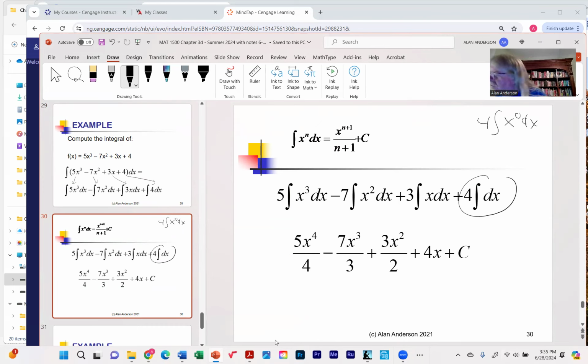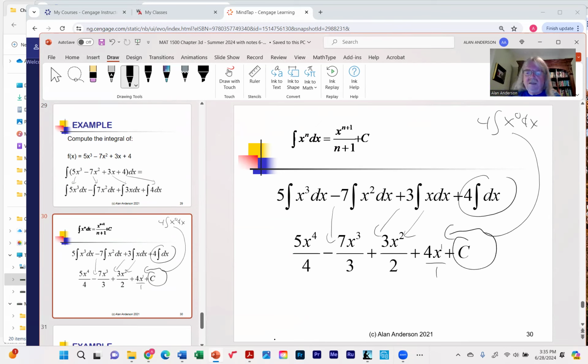So we're going to end up with 5x to the 4th over 4, 7x cubed over 3. We're subtracting that. Don't lose the signs, by the way. 3x squared over 2. Now this one becomes 4x to the first over 1, which is the same thing as 4x. And then we always need that constant at the end. So in each case, I took the exponent, and I have now 5, which is a constant, x to the 4th over 4. And I do the same thing for all the terms, and that's my final result.